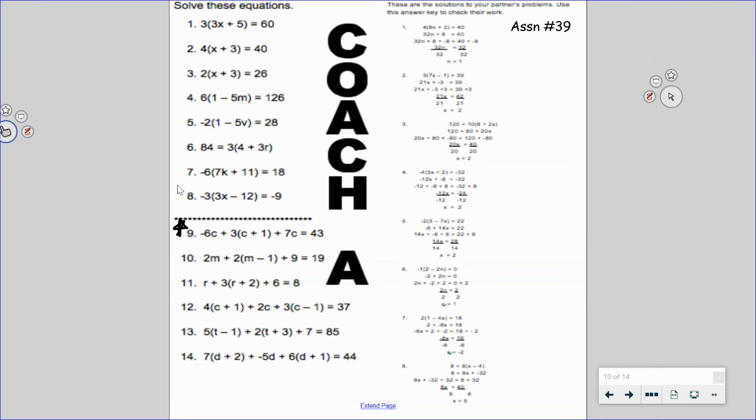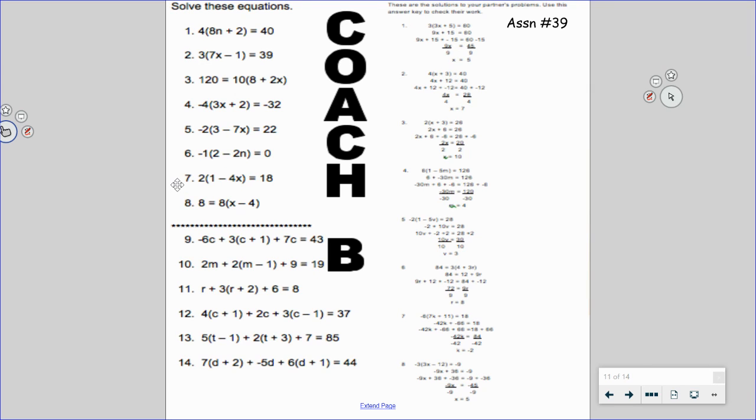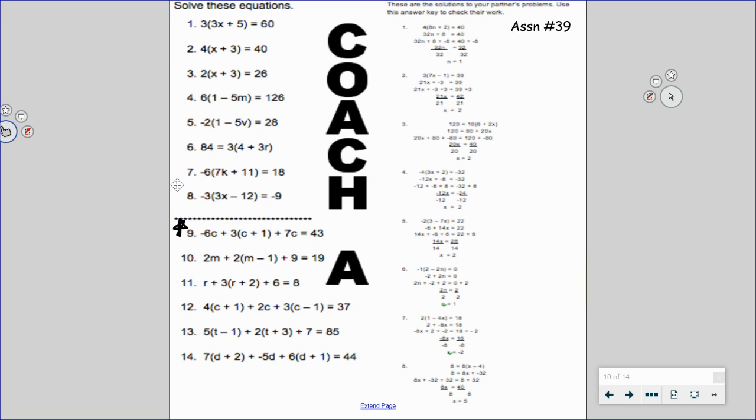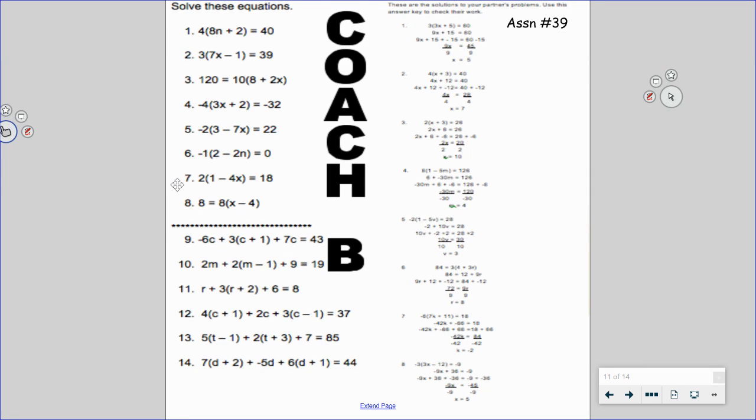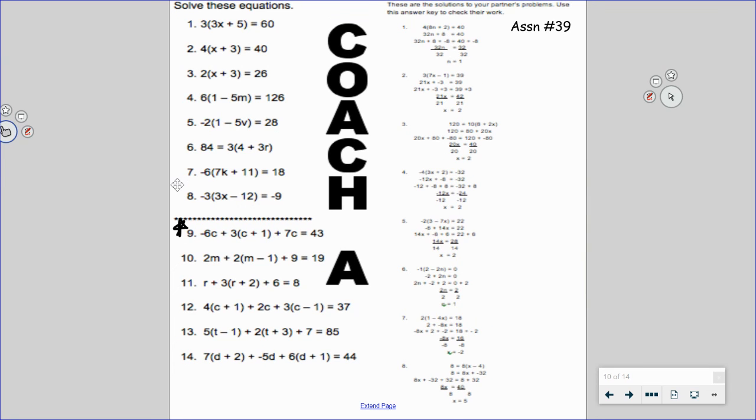Notice I did not say check. The directions simply say solve these equations. Now, I really had a cool coaching opportunity where you would coach a partner. You would have side A and they would have side B, and you'd go back and forth. But since we can't do that because we're not together in school, I'm going to give everybody side A for today. Although I don't know if you noticed, if you looked real closely, numbers 9 through 14 are the same problems.